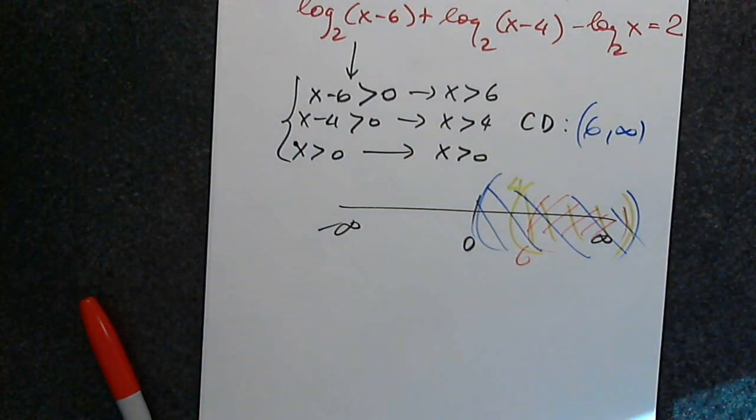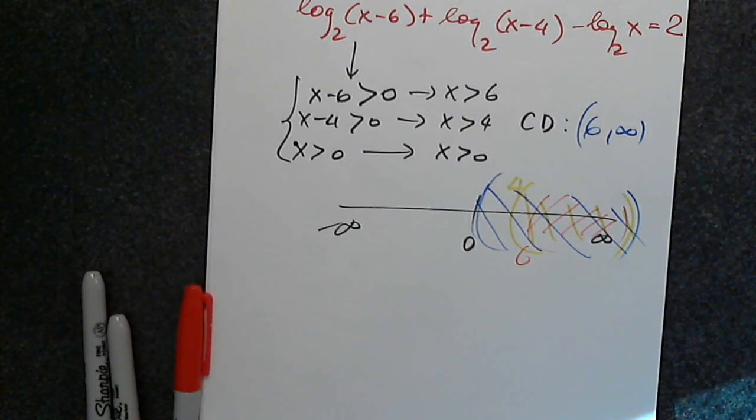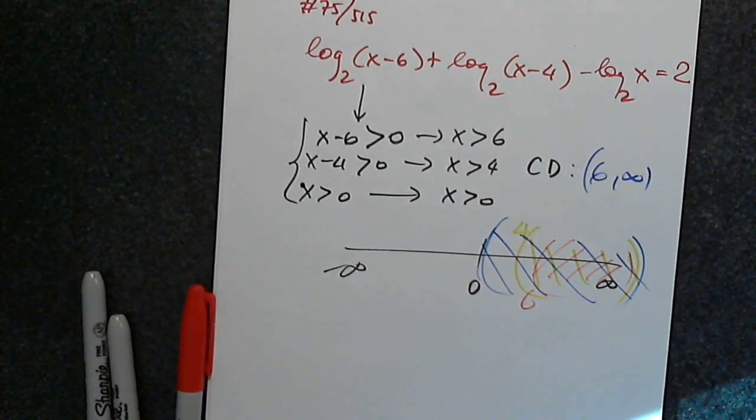In other words, if I don't find a solution that is greater than 6, I will have to disregard it and say the equation has no solutions. Now I have to remember what? What is the next step? I found the common domain, and I know that if a solution is greater than 6, it's acceptable. If it's less than 6 or 6, it's not acceptable. What will be the next step?